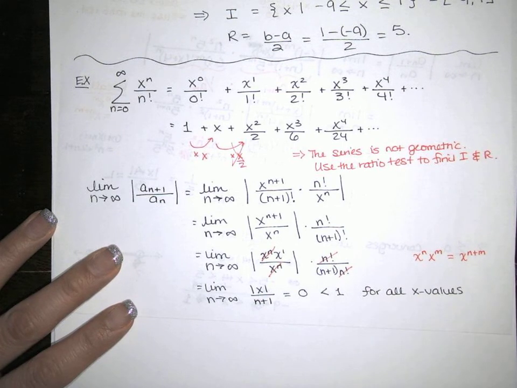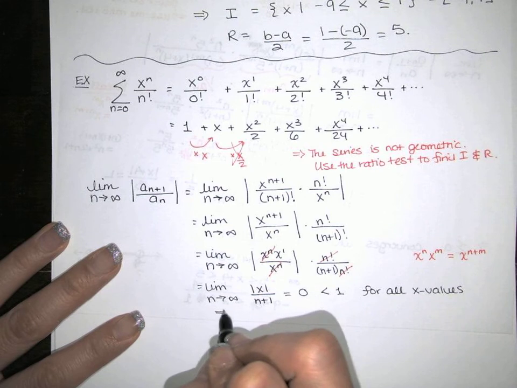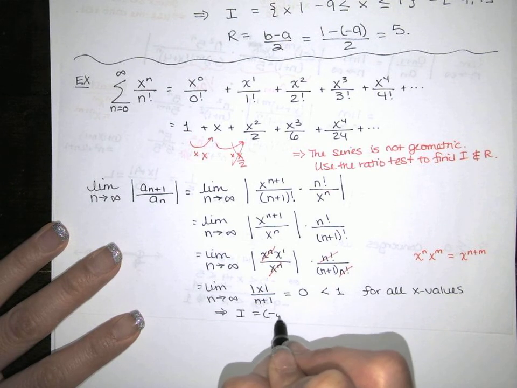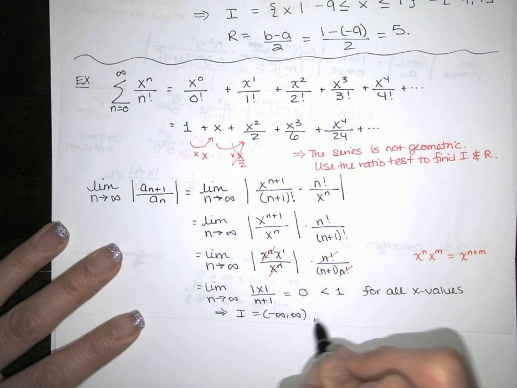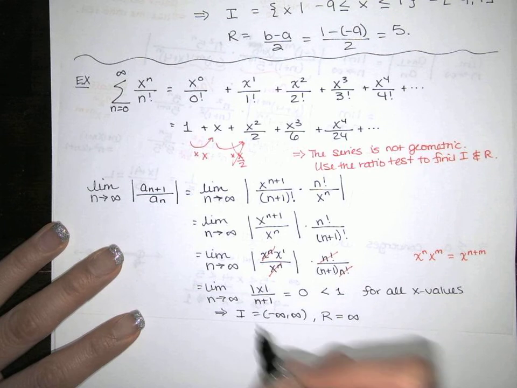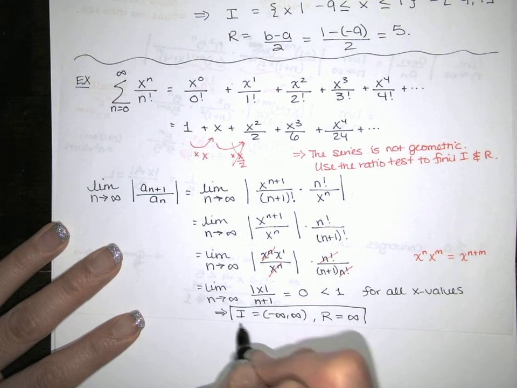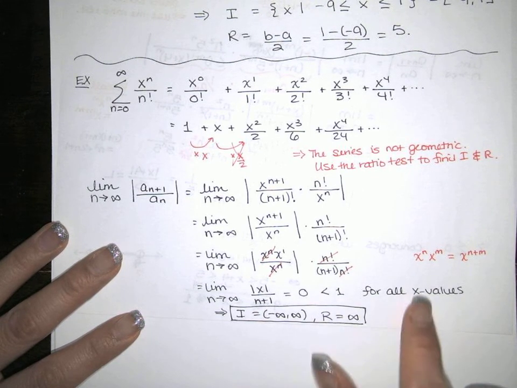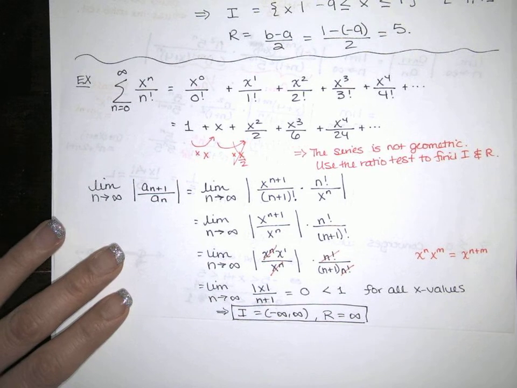All real numbers x. So that means the interval of convergence is negative infinity to infinity, and the radius of convergence is infinity. Because it does not matter what x is, 0 is always less than 1.